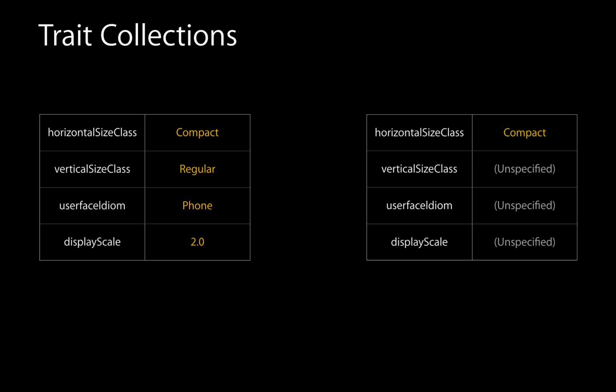You'll also get back these partially specified trait collections if you create your own trait collection using one of our creation methods, like traitCollectionWithHorizontalSizeClass, which would allow you to create a trait collection just like the one on the right.